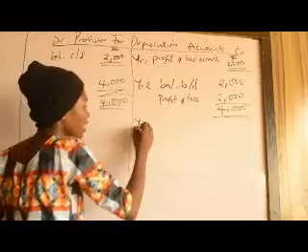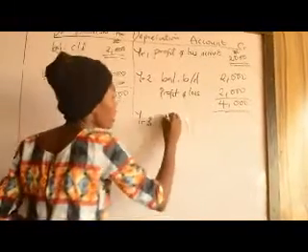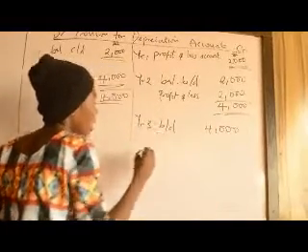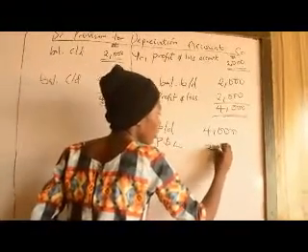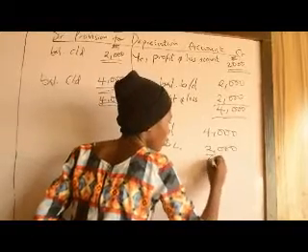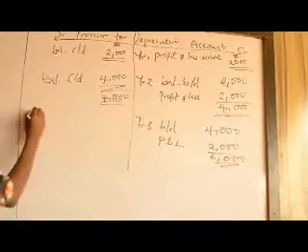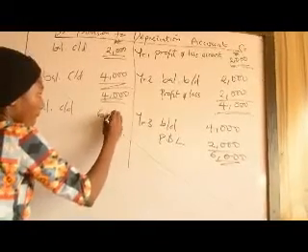Now for the third year, our balance brought down from the previous year is 4,000, and our profit and loss will as well as balance that.